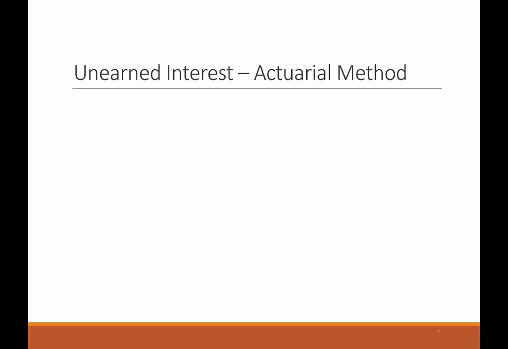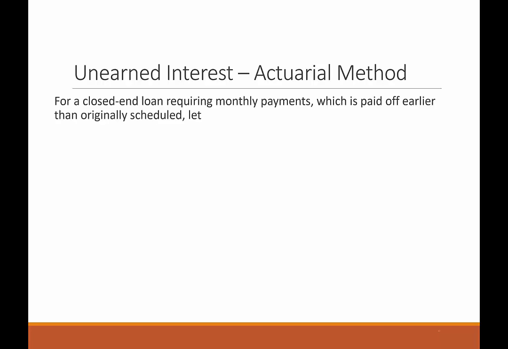Let's talk about one way to calculate unearned interest, which is the actuarial method. What this means is there's a closed-end loan, which means you agreed with the seller on a certain amount of time in which you'll pay it back. So maybe you said you're going to pay it back in 5 years, but then something happens and you can pay it off a little bit earlier. So maybe you pay it off in 4 years instead. We're going to calculate the unearned interest based on that.